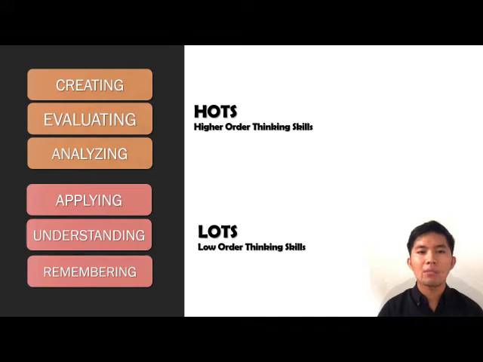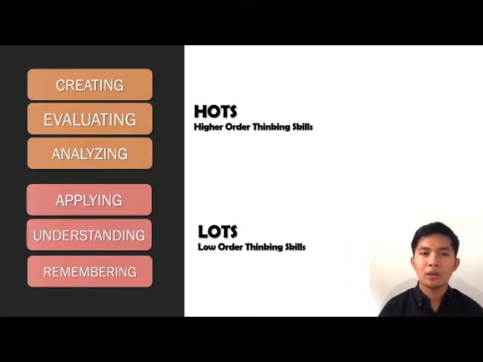Let's discuss the first level, remembering. Remembering is when memory is used to produce definitions, facts, or lists, or to recite or retrieve information. In this step, students only remember the material explained by the teacher, but they do not understand the material or the concept.